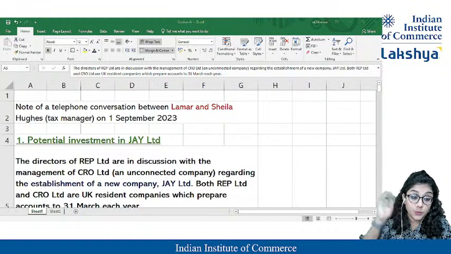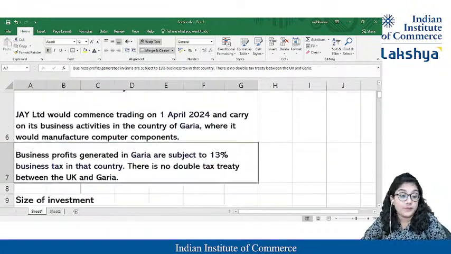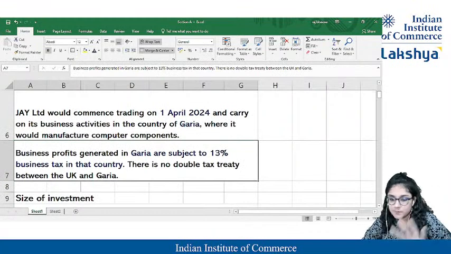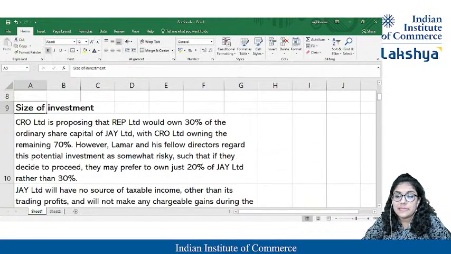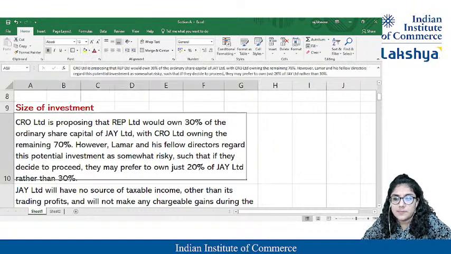Don't worry, I hope you guys know all these concepts. By now I am sure, if you are preparing for the exams, you know that. Okay, so there is no double tax treaty. No worries. Second, size of the investments. So there is another concept of size of investments.